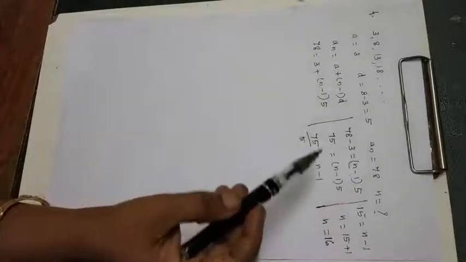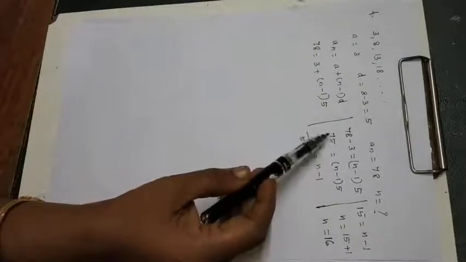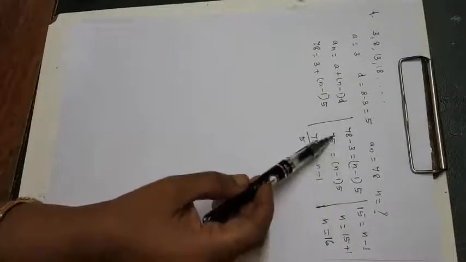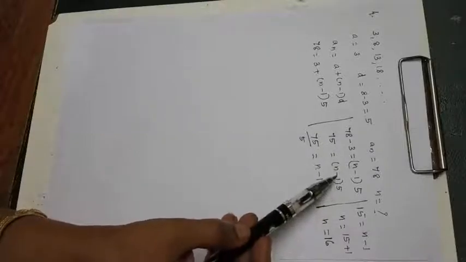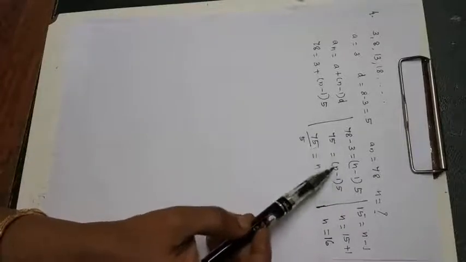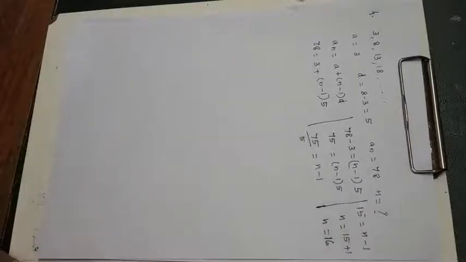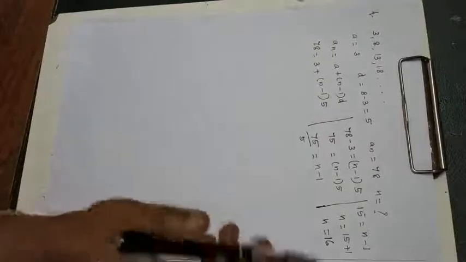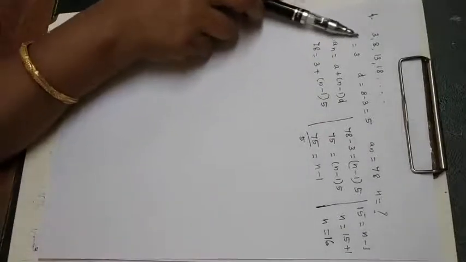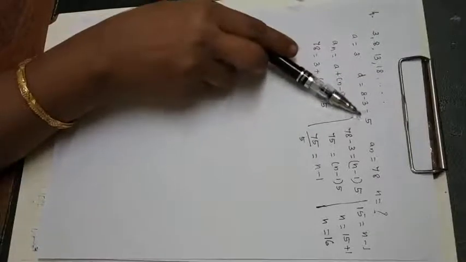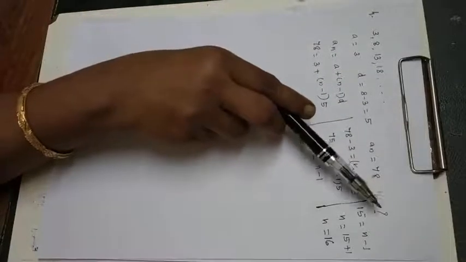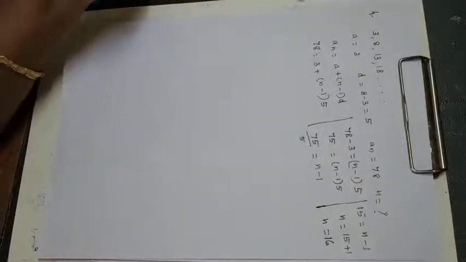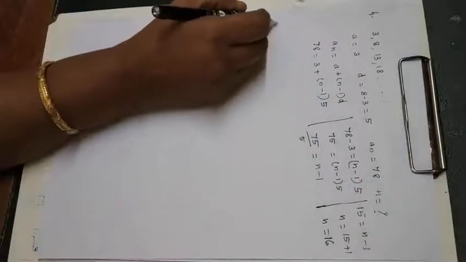Otherwise what you have to do? You have to open the brackets. 5n minus 5 is equal to 75. So 5n is 80, and then 80 divided by 5, that also you are getting n is equal to 16. So this way you can find the value of n. How we started: from a is equal to 3, d equal to 5, and an is equal to 78. Our aim was to find out n. So just applying the formulas, that only.